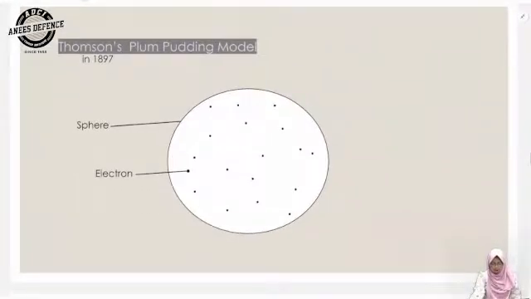Next is the plum pudding model given by J.J. Thomson in 1897. According to Thomson, an atom is a sphere of positive charge in which electrons are embedded, as shown in the diagram. But it failed to explain the subsequent experiments done on the atom and the conclusions derived from them.